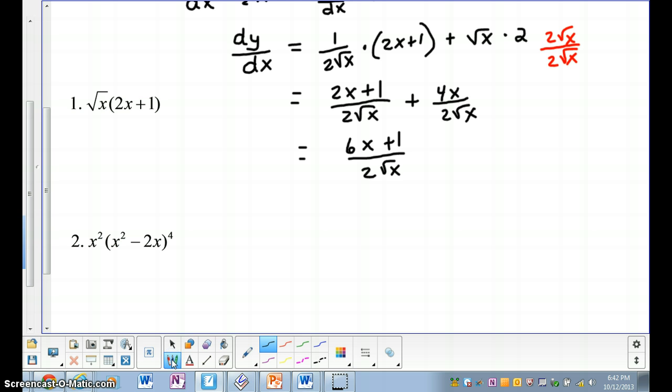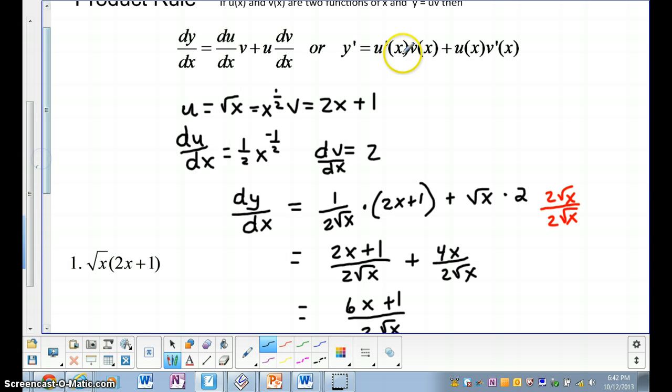Okay, so let's try another problem. Number 2, we have a product of x squared times x squared minus 2x to the 4th power. And let's go ahead and try the other way the product rule is written with prime.